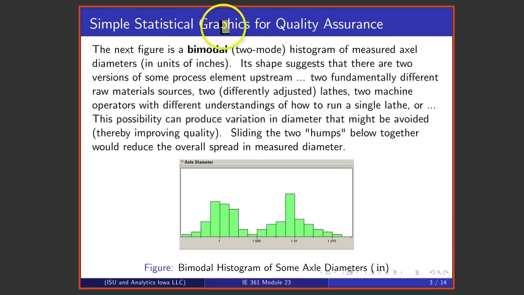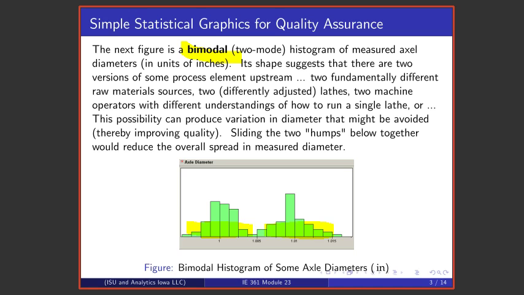Here's an example of a bimodal histogram. That's a piece of terminology that is often put forth in an elementary statistics course without any discussion of how such a thing might arise. In a quality assurance context, such a thing will often arise if there are two fundamentally different versions of some process element upstream from the place that data are being collected. One might have machine number 1 producing these values, machine number 2 producing those values, for example.